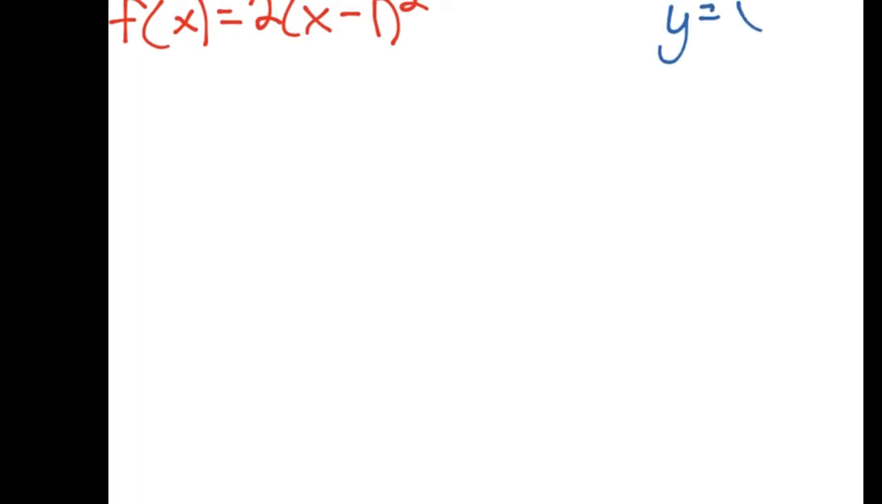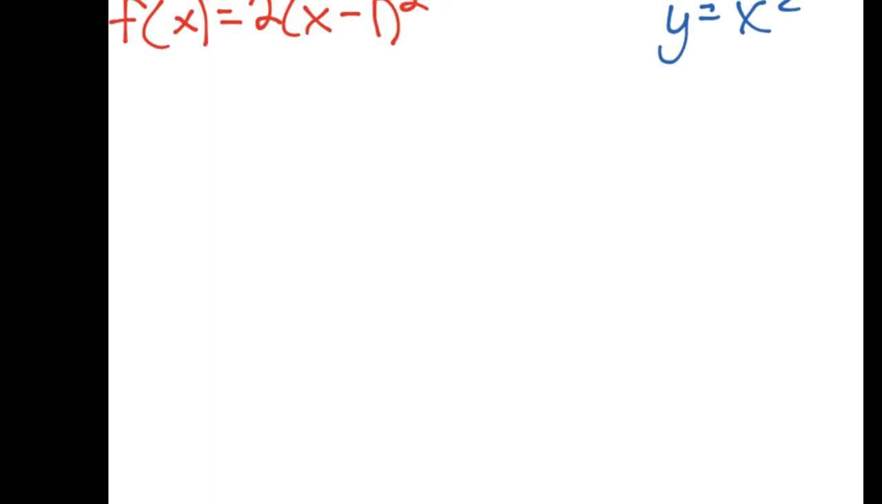The specific concept we're focusing on is taking the quadratic parent function and transforming it into a new function. So in order to do that, we're going to be working with the following function. f of x equals 2 parentheses x minus 1 to the second power. Please recall that the parent function is y equals x squared.